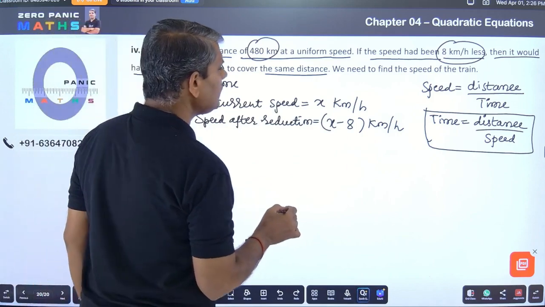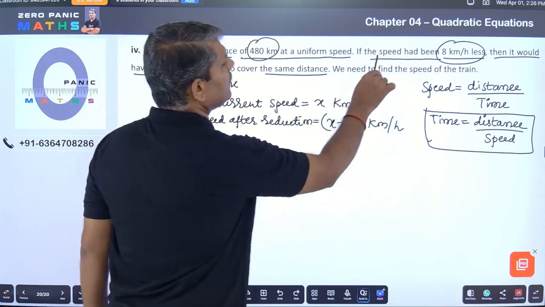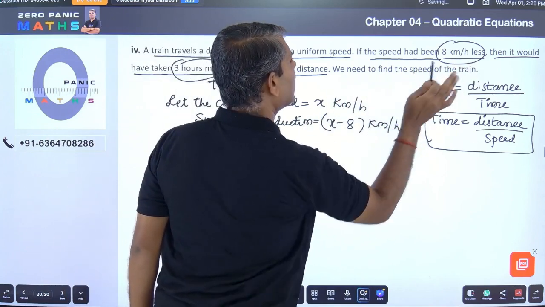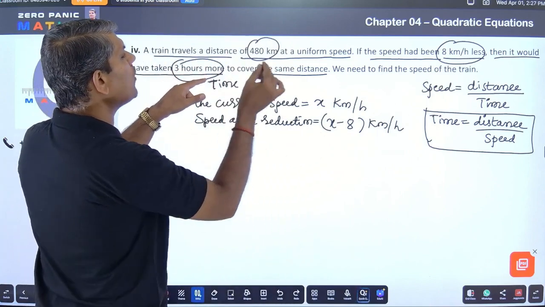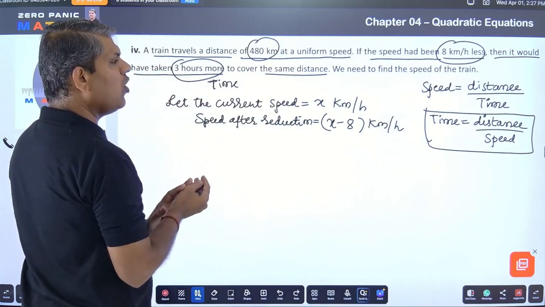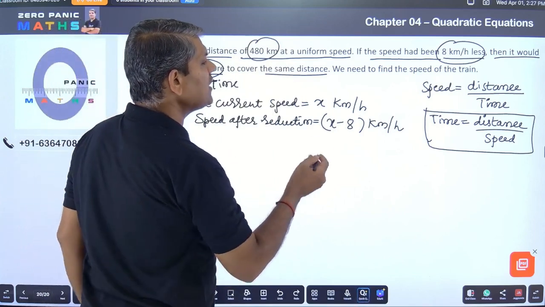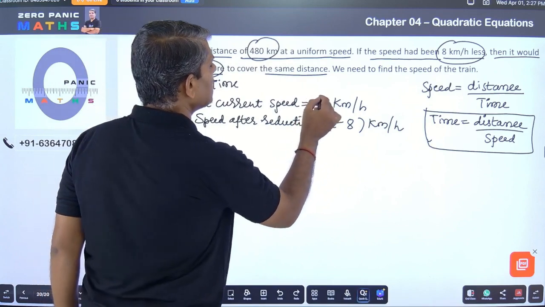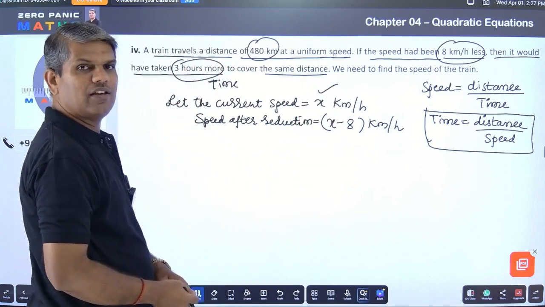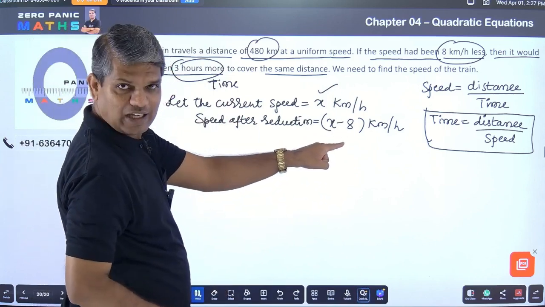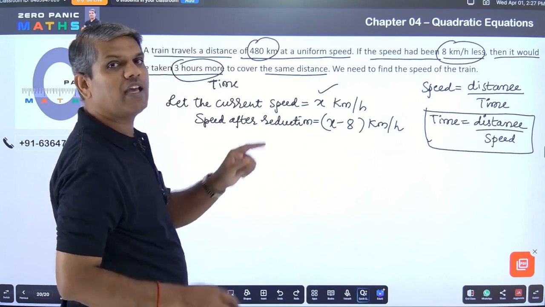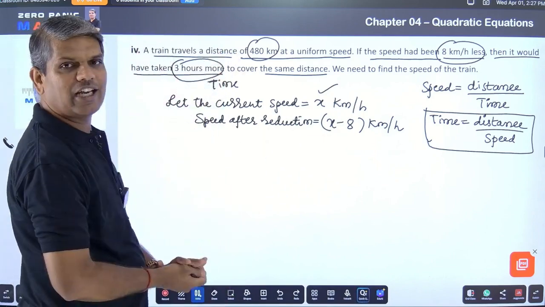Now what they are saying is, if the speed had been 8 kilometer per hour less, then it would have taken 3 hours more to cover the same distance. Now we have to represent it: the time taken with speed x, plus 3, will be the time taken with speed x minus 8. That is what they are trying to say.